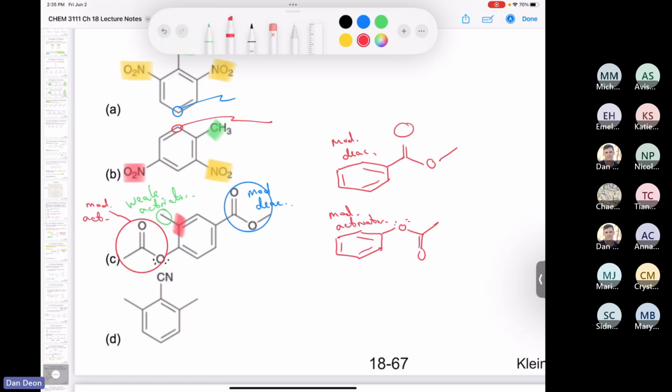That's going to direct to the ortho and para positions. Well, we see that 2 of the positions are blocked. Only one of them is open. So that's probably where everything's going to go. And the one that's the weak activator is going to direct to the ortho and para positions, but it's weak. So we don't even have to worry about those. We still always go with the strongest one. And then if you look at the moderate deactivator, that's going to direct to the meta positions. And so it's directing the same place as the moderate activator is. And so the substitution reaction is going to occur at this carbon here.